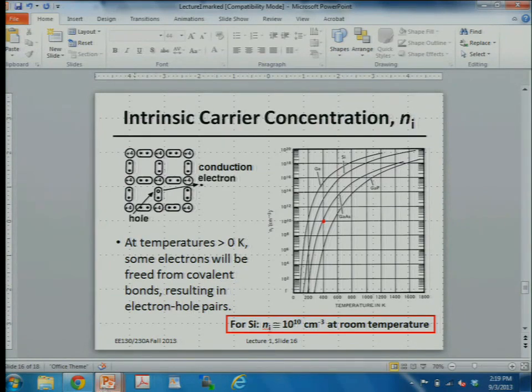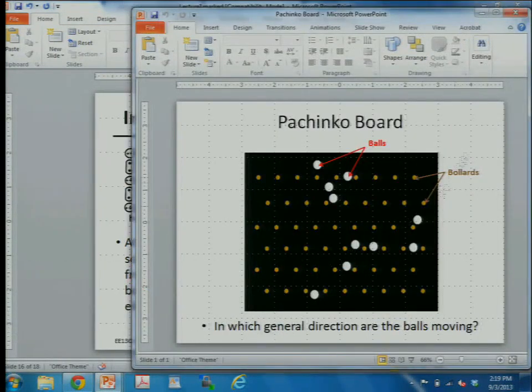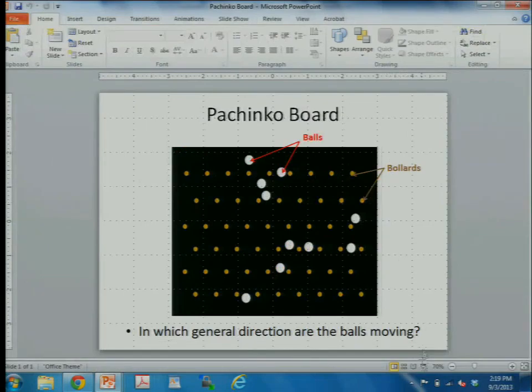Okay, so that's the bond model. And here's another sort of analogy for a bond model.